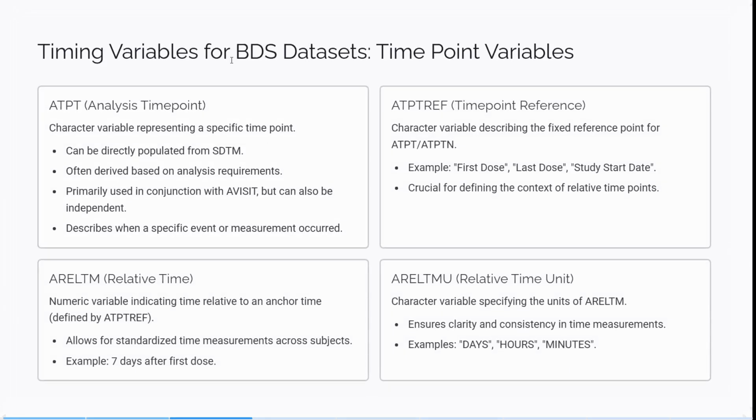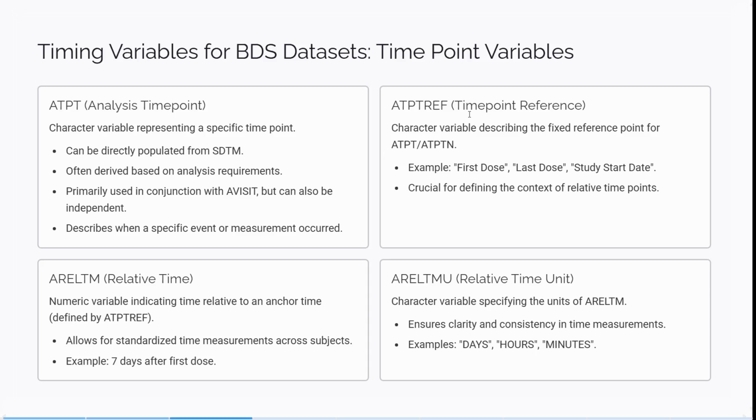Okay, so the timing variables for the BDS datasets: time point variables. ATPT, analysis time point, is a character variable representing a specific time point. The time points can be directly populated from SDTM, or often derived based on analysis requirements. It is primarily used in conjunction with analysis visit, but can also be independent. It describes when a specific event or measurement occurred. So this is related to time point, and it holds derived time point names, or a combination of these.